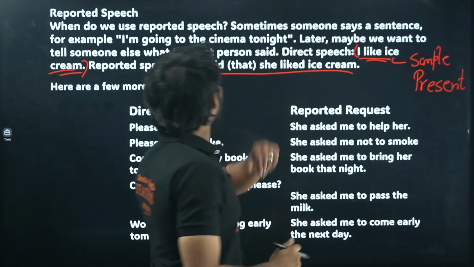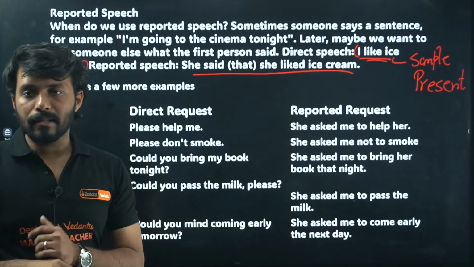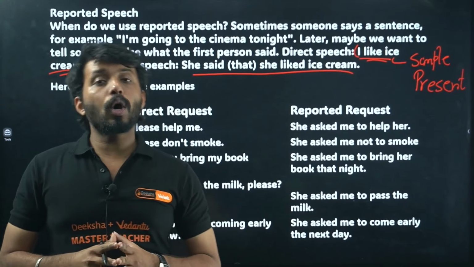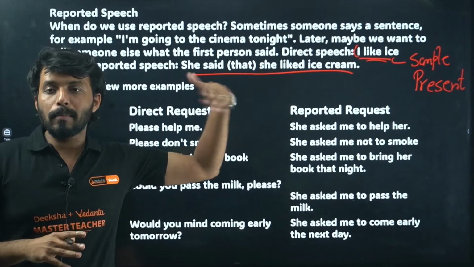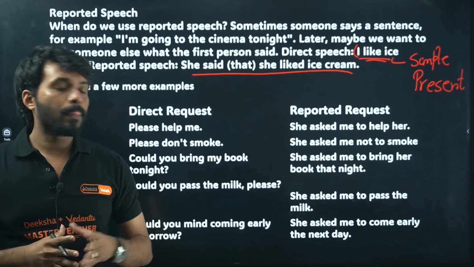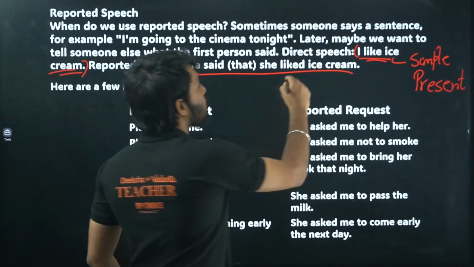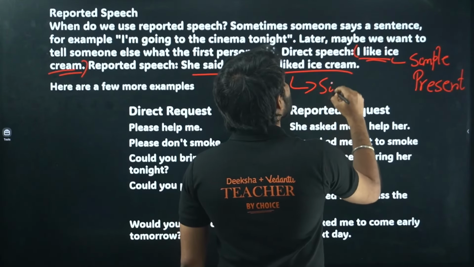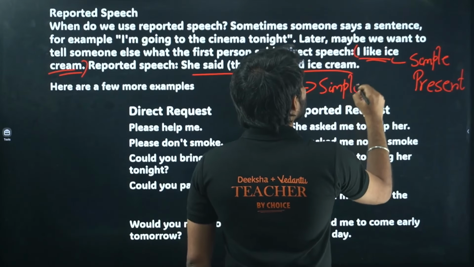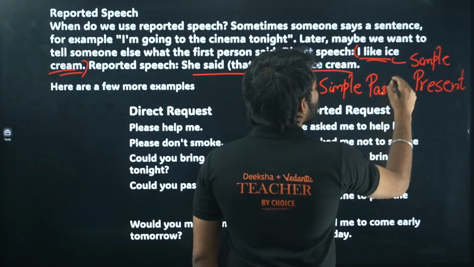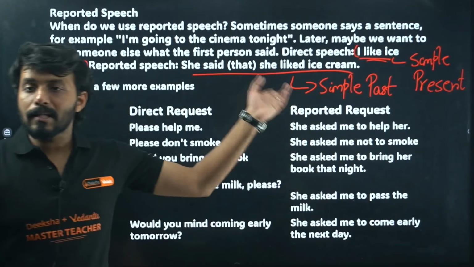So when I'm reporting it, say she said that she liked ice cream, what would the tense be if I report simple present? She said that she liked ice cream. That becomes simple past. So simple present becomes simple past.